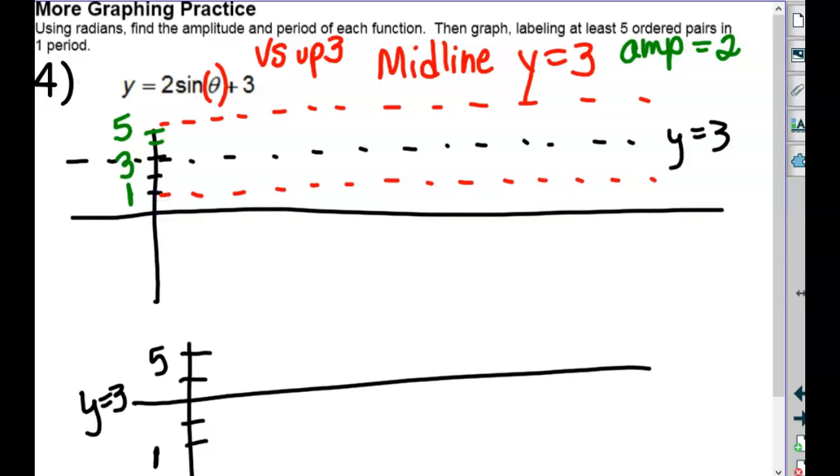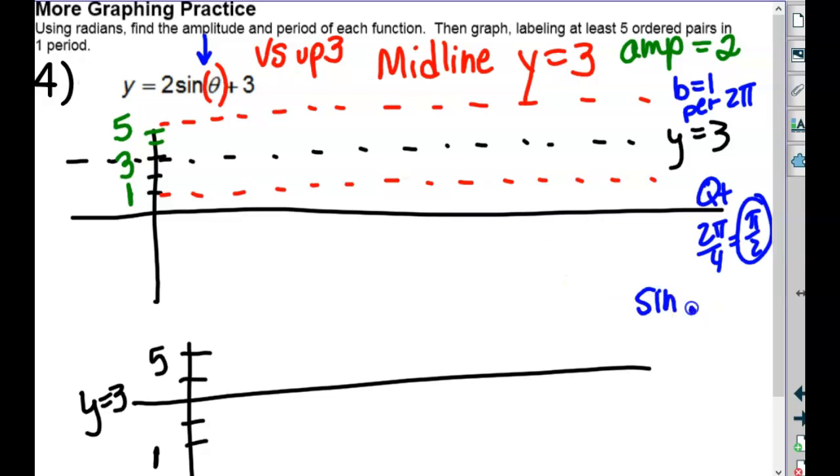Okay, we didn't talk about the period yet. What is the period of this thing? There's no change in here, so B is just 1, so the period is 2 pi. So what are the quarter points at? 2 pi divided by 4 would make them pi over 2s. Okay, so we're going to have pi over 2, 2 pi over 2, 3 pi over 2, 4 pi over 2, etc.